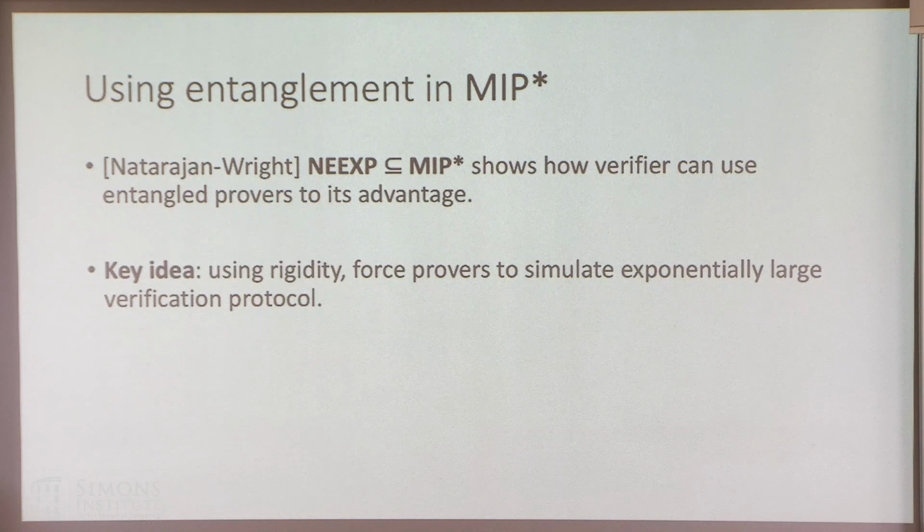Okay, so how is this possible? Well, I'll describe a result from last year, which really contains the essential idea for this, due to Natarajan and Wright: the result that non-deterministic doubly exponential time, NEEXP, is contained in MIP star. This result shows how the polynomial time verifier can use entangled provers to its advantage. And the key idea is, of course, to use rigidity, to force provers to simulate an exponentially large verification protocol.